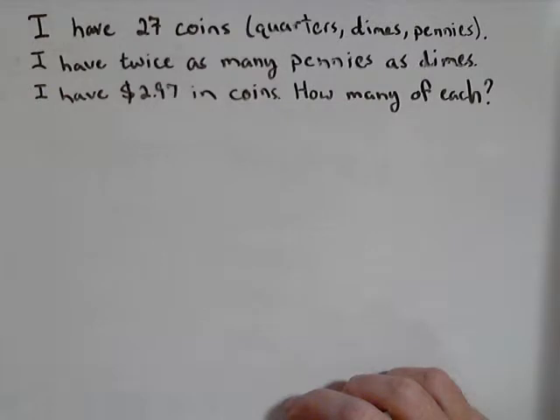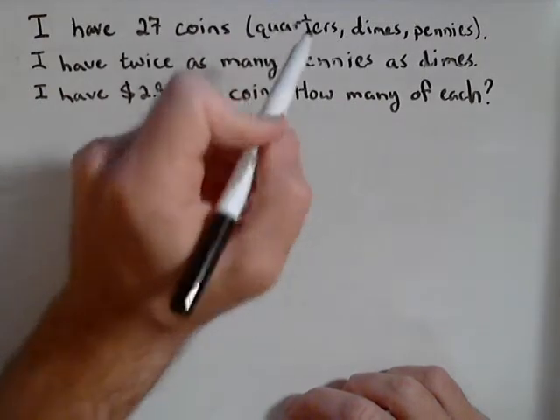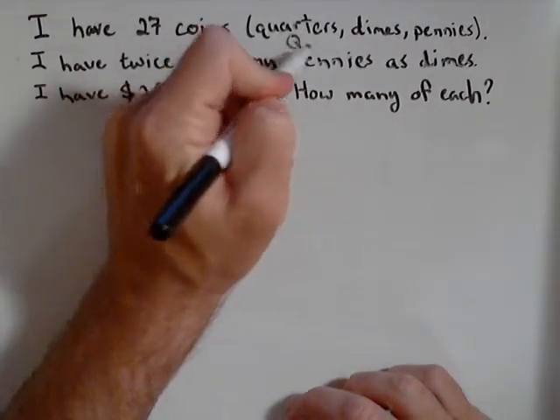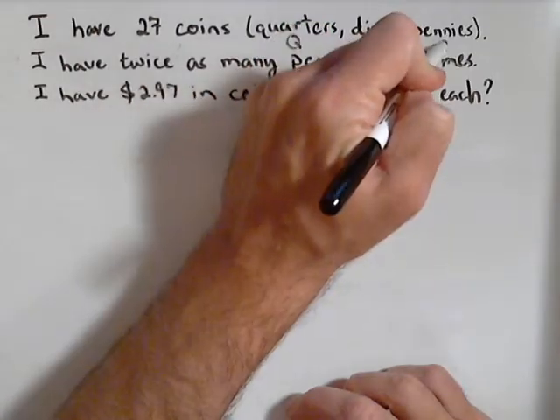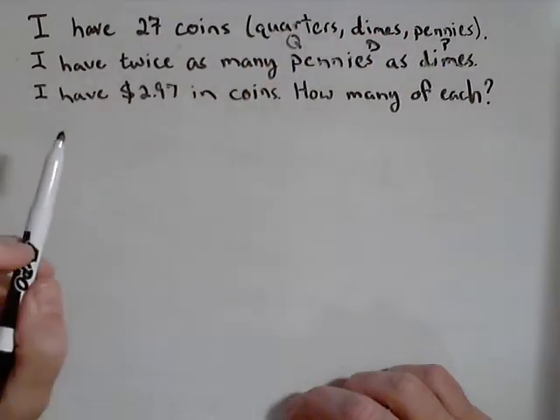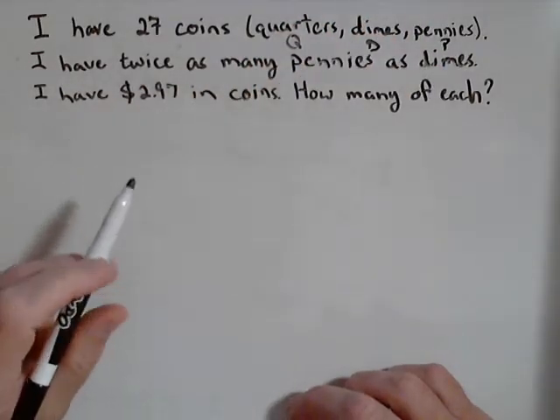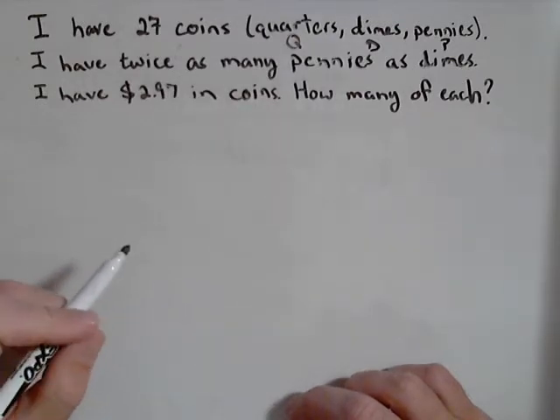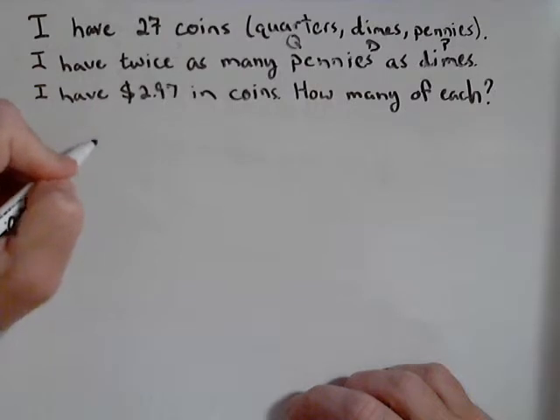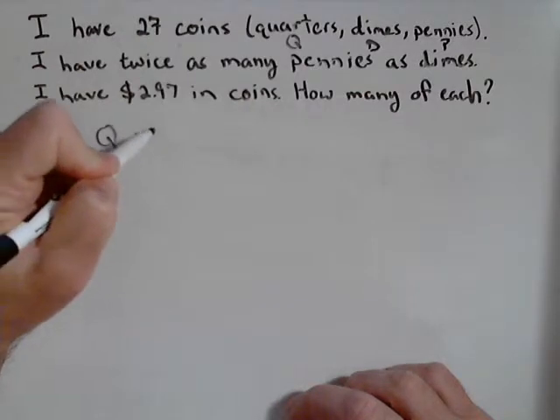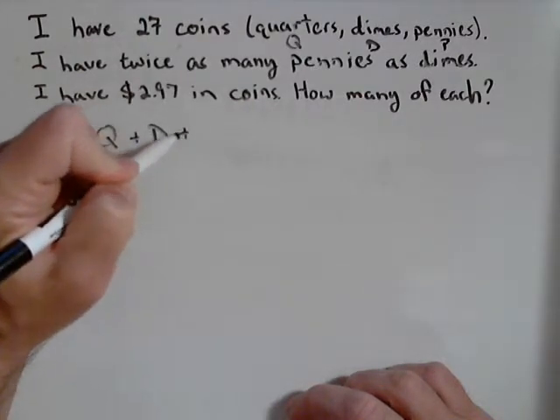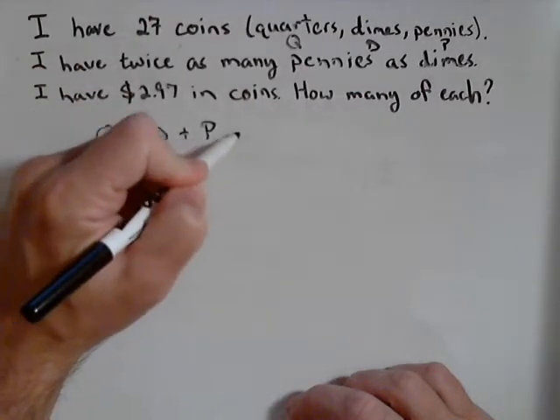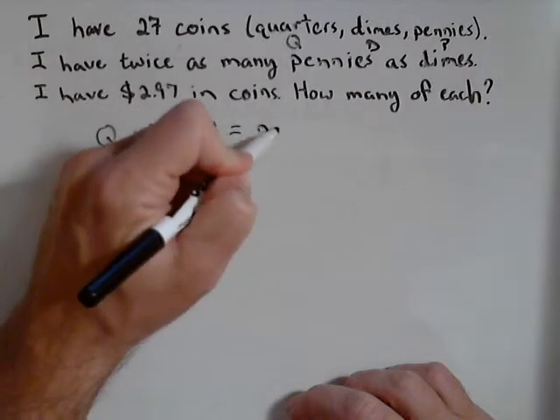So first thing, I'm going to let Q be quarters, D be dimes, and P be pennies. Nice easy variables. And first off, a lot of times in these systems we're going to have what I call an amount equation, which is an equation representing the amount of stuff that I have. Q is the amount of quarters, so the amount of quarters plus the amount of dimes plus the amount of pennies is the total number of coins, which in this case is 27.